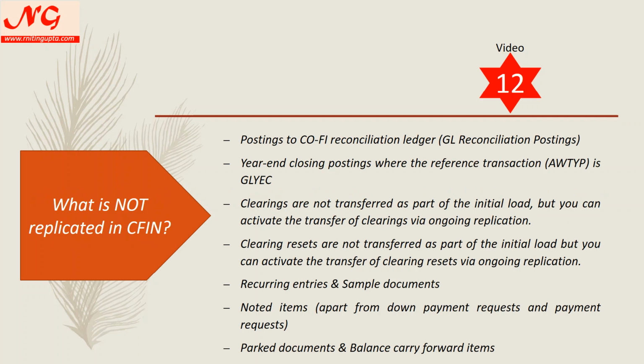Now the very important question comes: what is not replicated? Here you see there is a list of all those items which are not replicated in CFIN. Postings to the COFI reconciliation ledger. I will not describe each item because from a financial accounting and controlling background, you understand what these items are. I'll not get into details of every line, but in case you have any questions, how does this work in ECC? How does this work in CFIN? Feel free to ask in the YouTube comments.